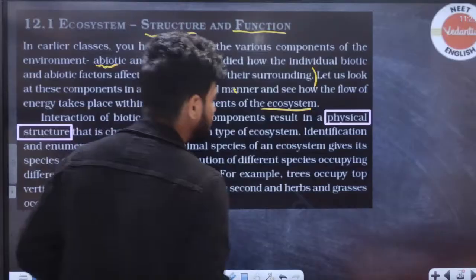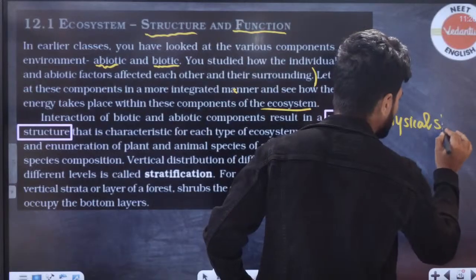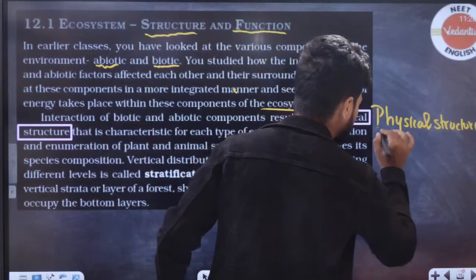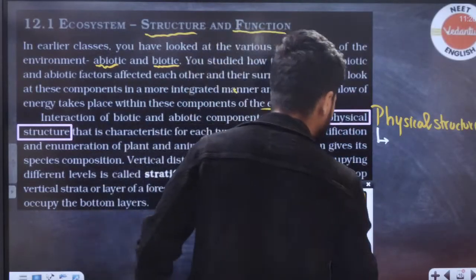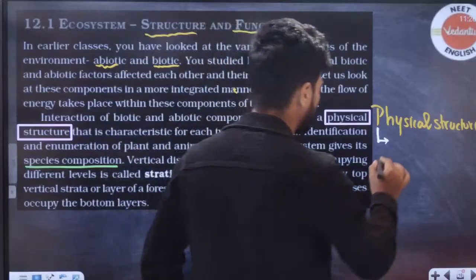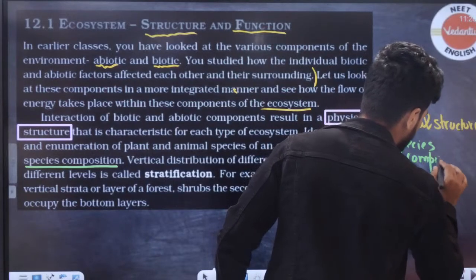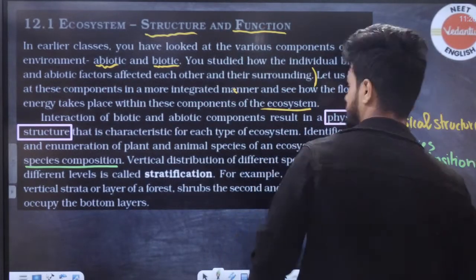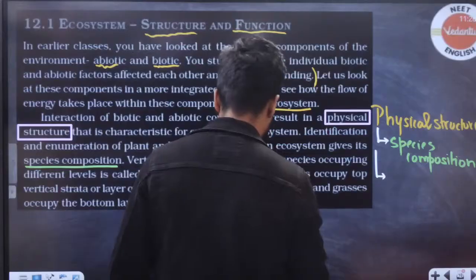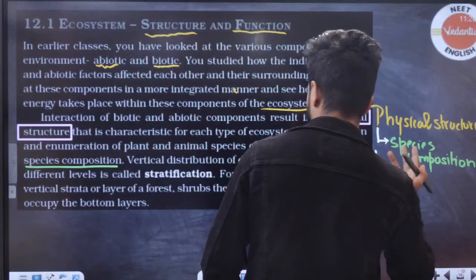Understand, students? The entire physical structure of ecosystem has two main categories. The first one is called your species composition or species diversity. The second thing is called stratification. Students, write down in your book all this at one point itself, otherwise later on it becomes difficult to study the entire thing.